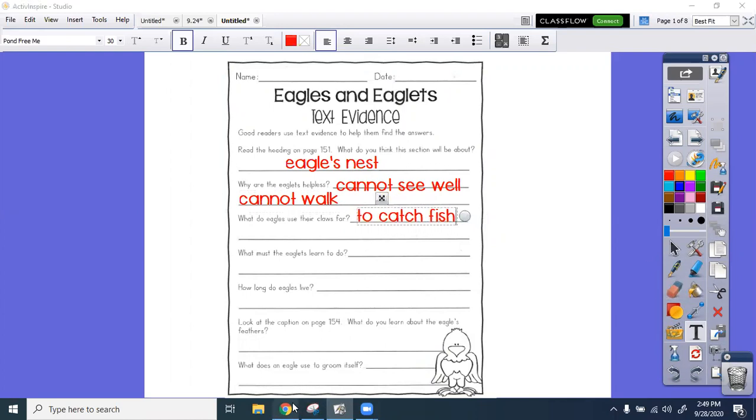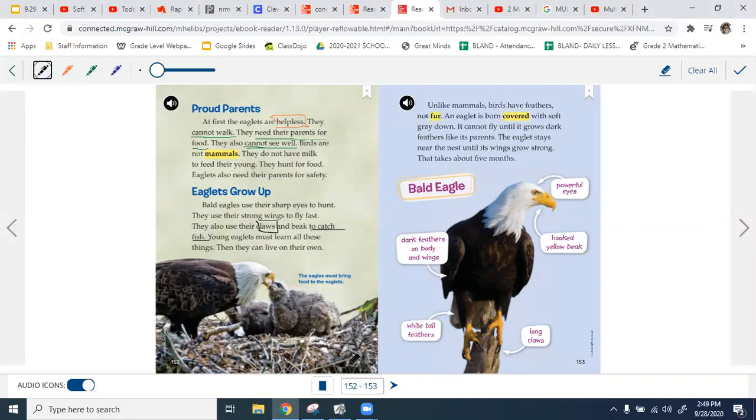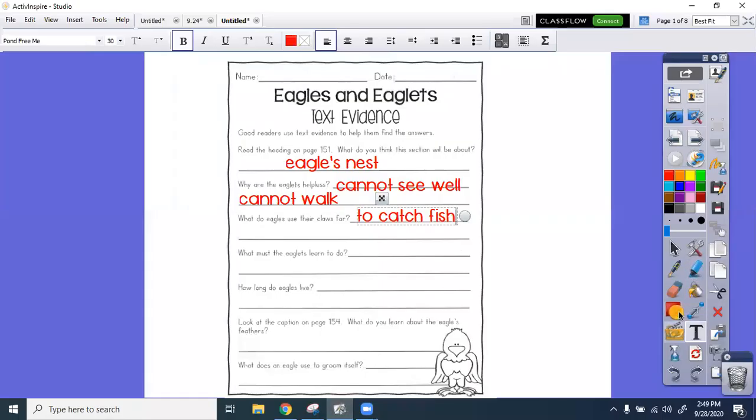The next question says, what must the eaglets learn to do? Oh, it's something real important they have to learn to do. And it's at the bottom of page 152. Put your finger on what you think they must learn to do. I hope your finger's on the sentence that says they must learn to live on their own. That was the very last sentence. They must learn to live on their own. They're not going to live with mom and daddy forever.